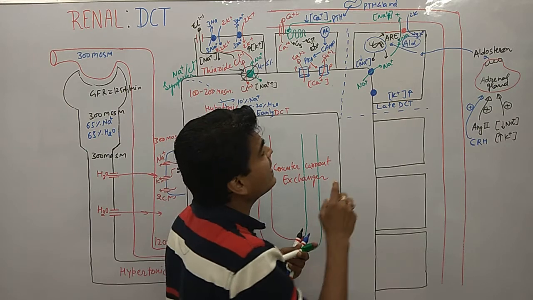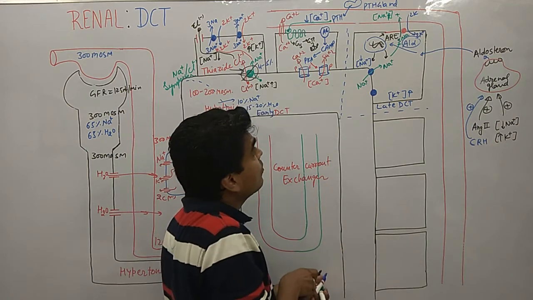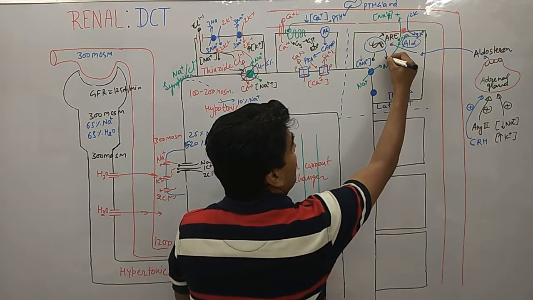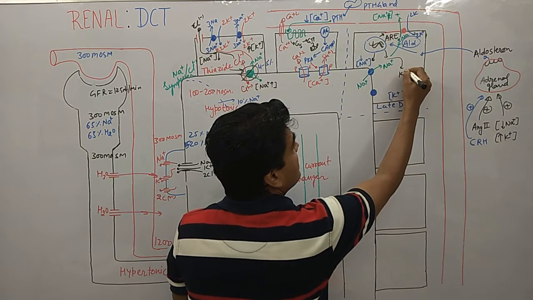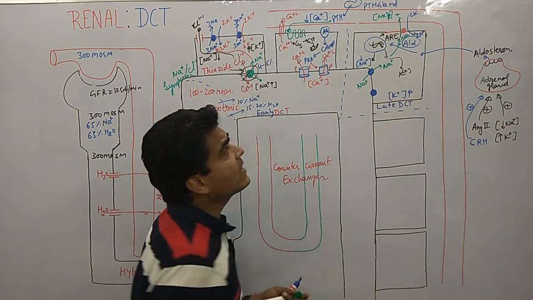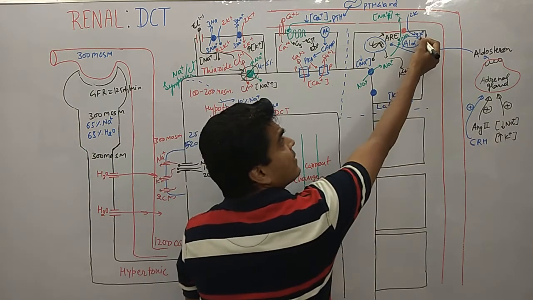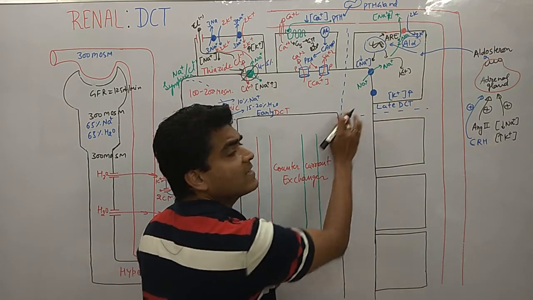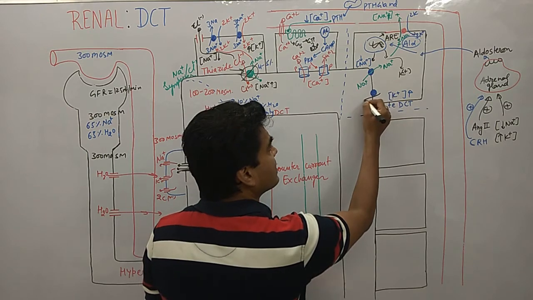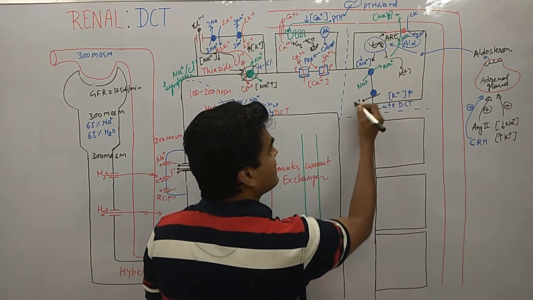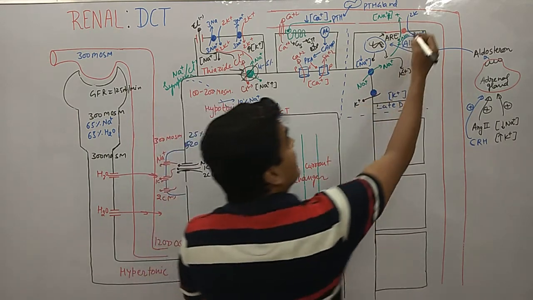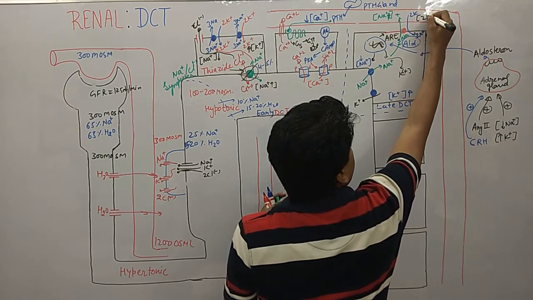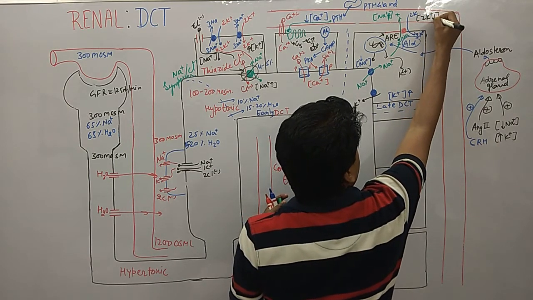Now the other point is what happened to the potassium. Look here, potassium is moving in this direction. Potassium concentration is high here and low here, so potassium is moving in this direction. Clear? So again the potassium concentration goes down.